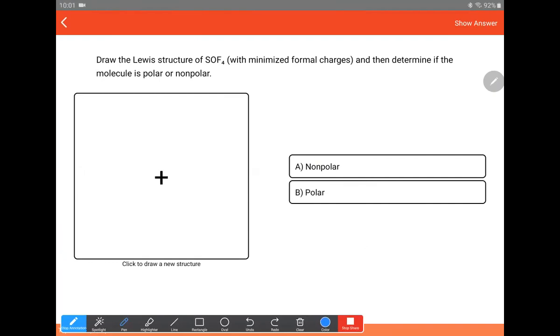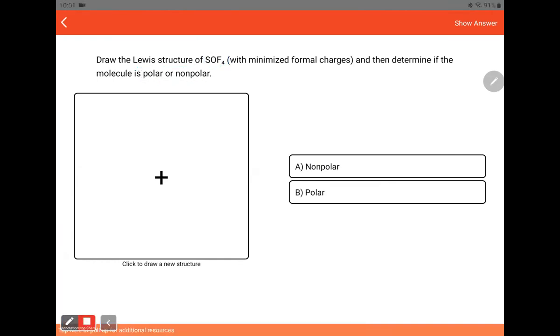All right, this is a difficult one. It's going to take a bit. So we're drawing a Lewis structure of SOF4, which means we've got an S with 5 bonds on it. So this is an exception to the kind of 4 bonds rule that we're going to look at. And then we're going to look at, is it polar or non-polar?